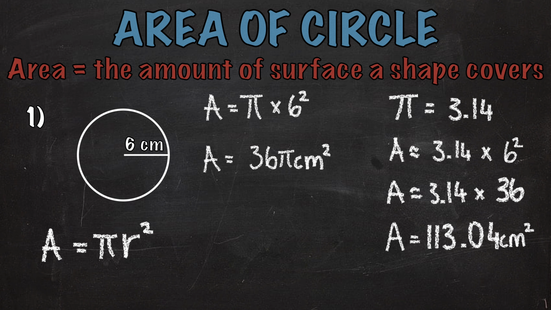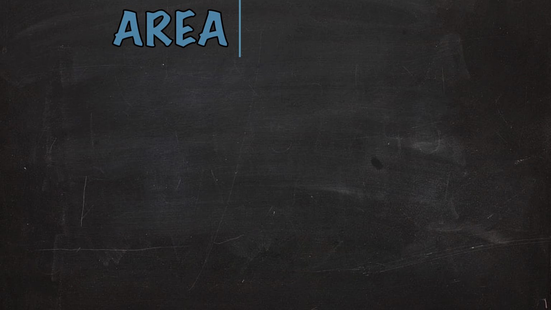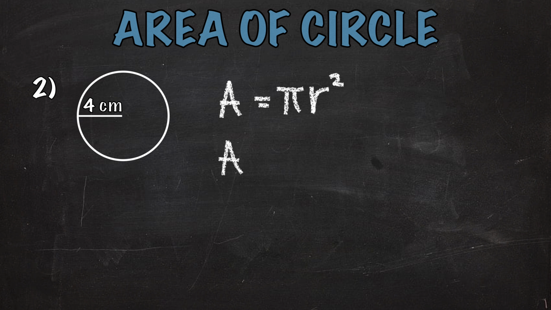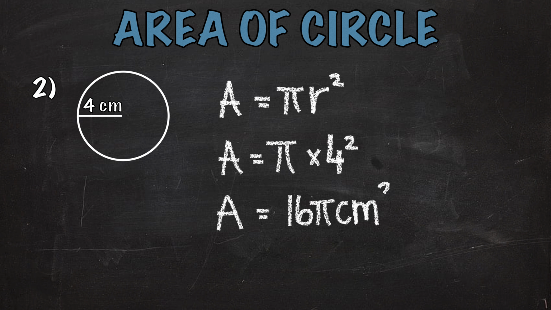Let's look at a second example to get a better understanding of the area of a circle. So, question 2. We are given a circle with radius 4 and we have to work out the area. So we're going to use the formula A equals pi r squared. A is equal to pi times 4 squared. This will give us an area of 16 pi and our units will be centimeters squared.